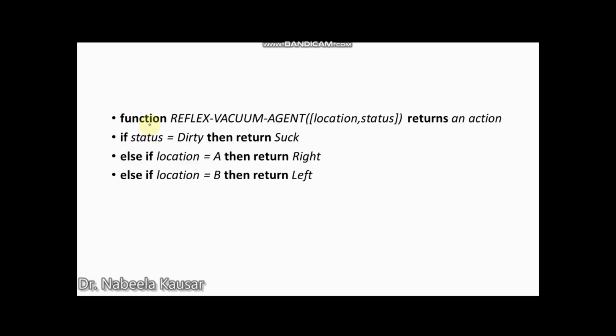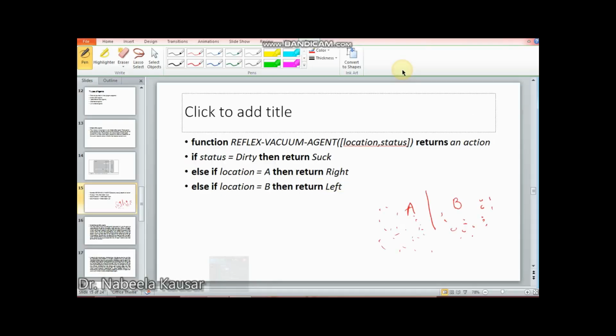This is the function which shows how a simple reflex agent can be built. The function is reflex vacuum cleaner agent that takes 2 parameters, location and status, and returns an action that is to be taken. If status is equal to dirty, then return suck. It means if status is equal to dirty, then the action that will be performed is suck that dust. And if location is equal to A, then return right. Else if location is equal to B, then return left.